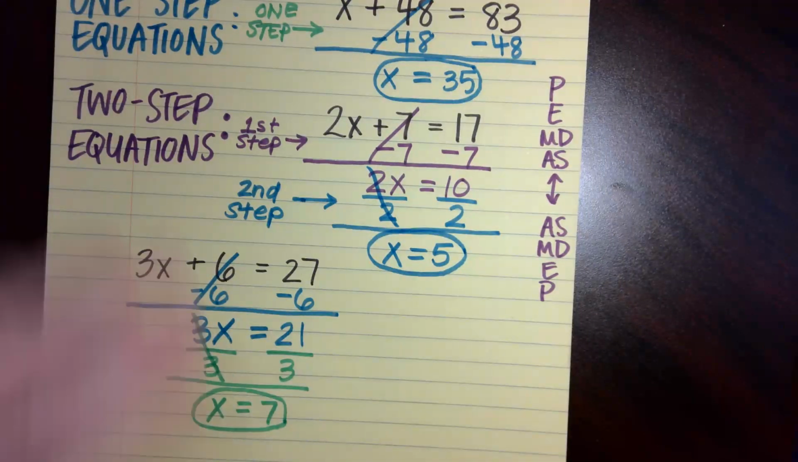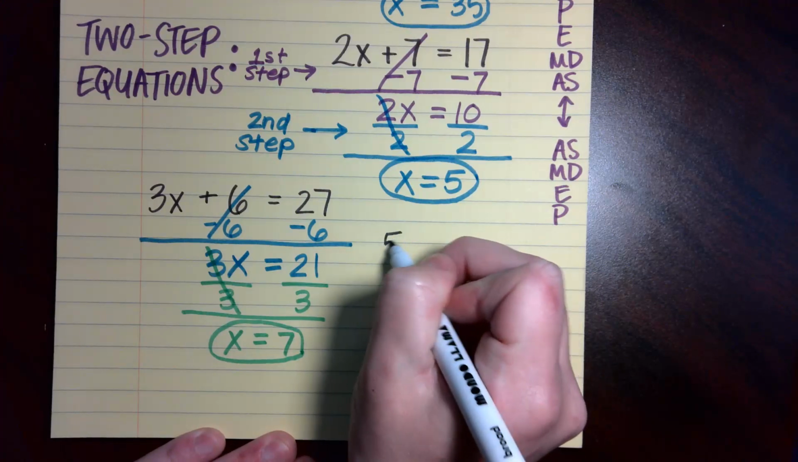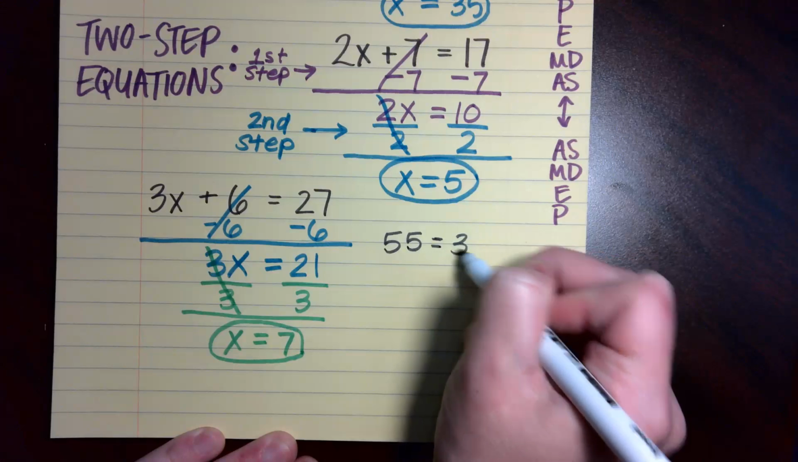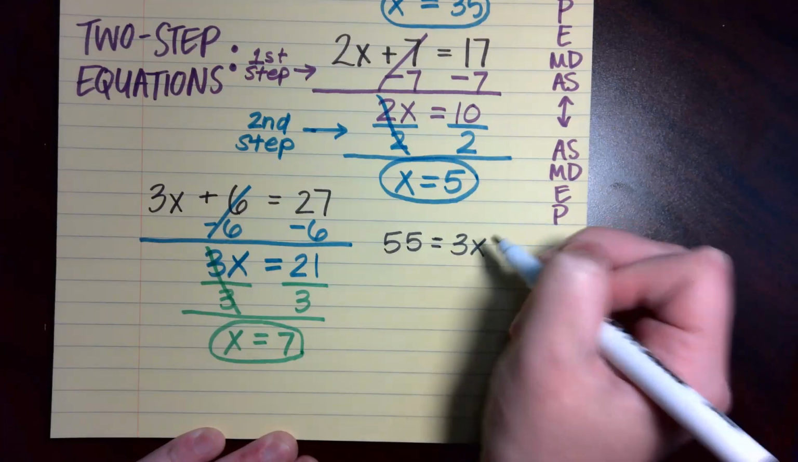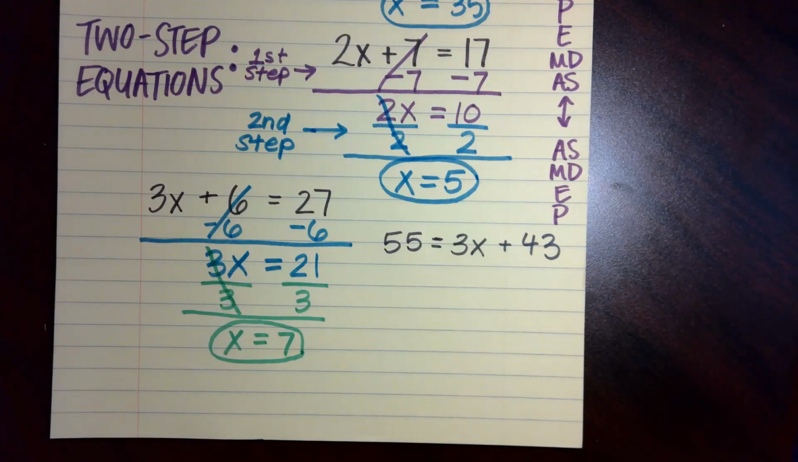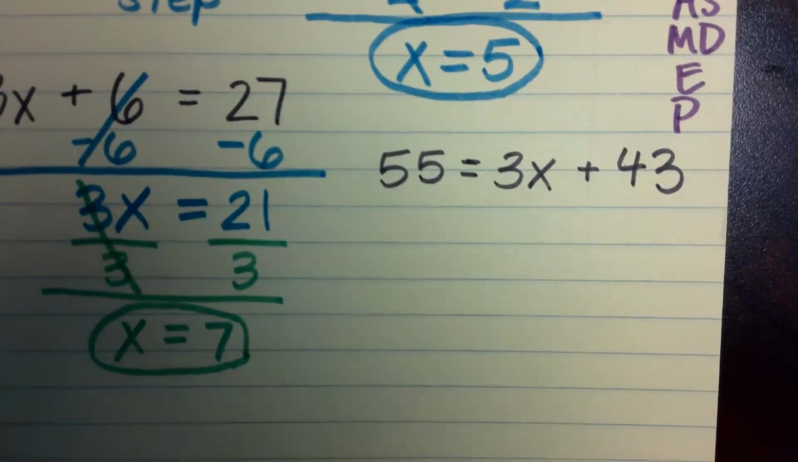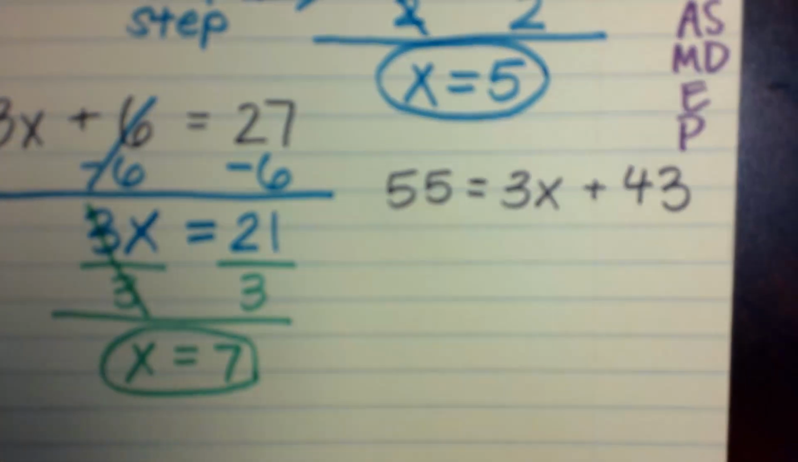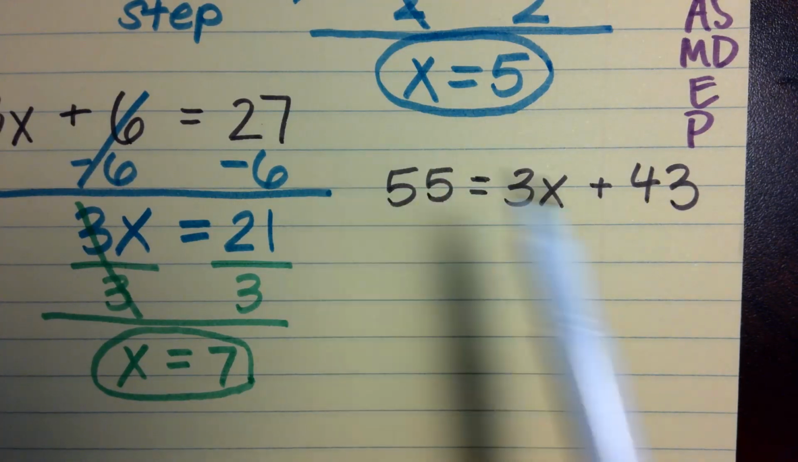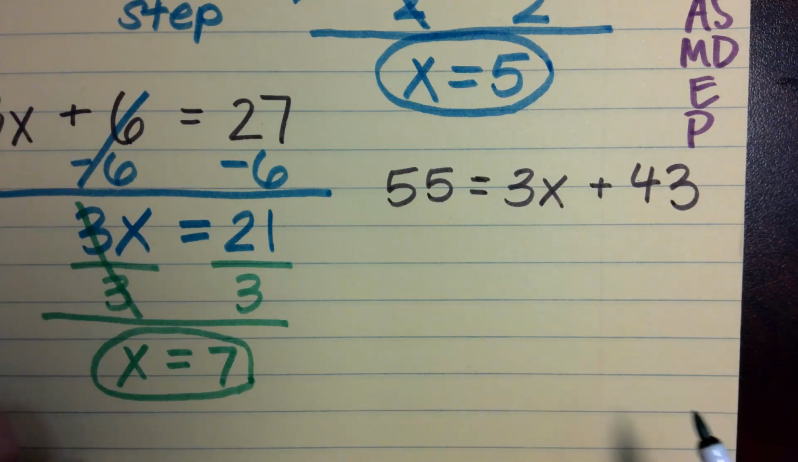Let's do 55 equals 3x plus 43. Okay. What should I do here first? Minus. Yes, we are going to subtract what number? 43. Oh, yes, 3x means 3 times x. So we want to do that subtraction first. What's that?